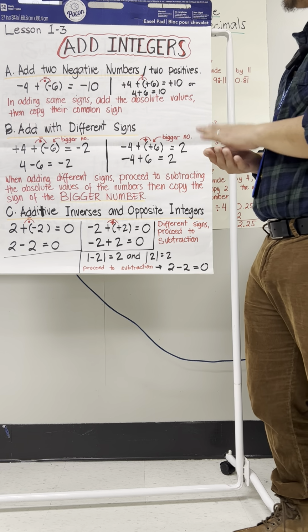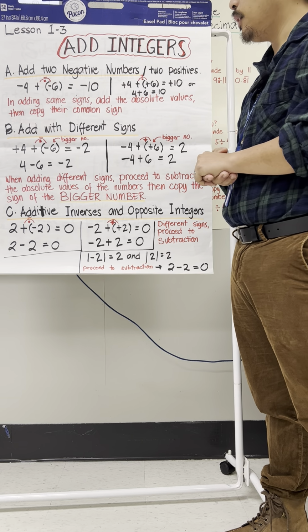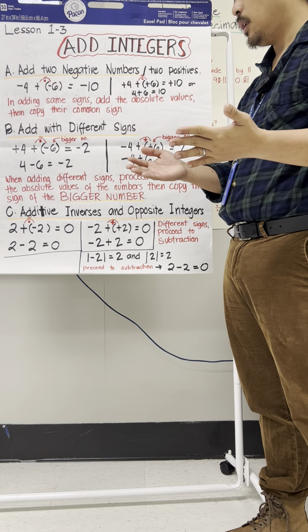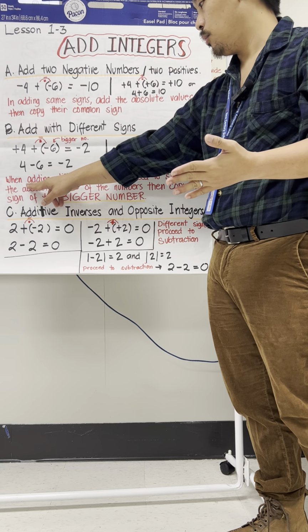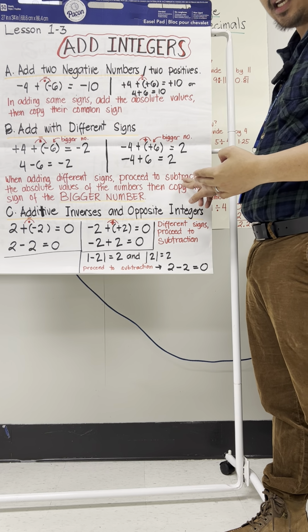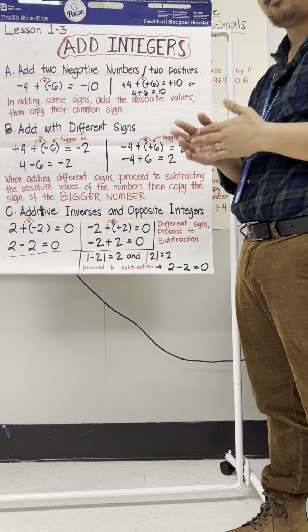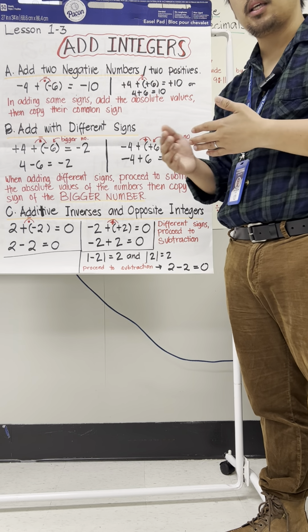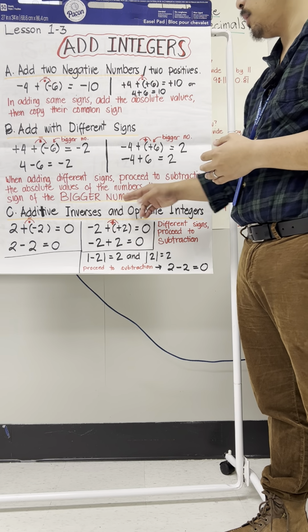Now let's go with different signs. In different signs, we are still going to find the absolute values. Now, here's what we need to do. When adding different signs, we proceed to subtracting. So instead of addition, we will be proceeding to subtraction of the absolute values of the numbers. Then copy the sign of the one that holds the biggest number, or copy the sign of the bigger number.